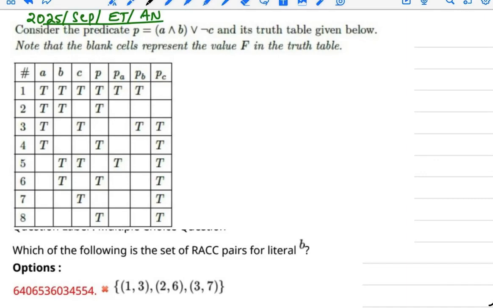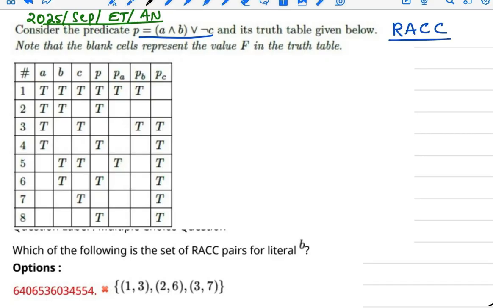This question is related to RACC, restricted active clause coverage criteria. Consider the predicate given and its truth table given below. Friends, if the truth table is not given, you can find all the values from this predicate.